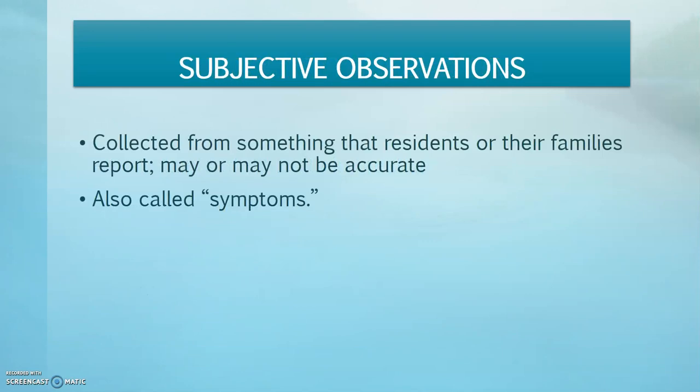Subjective observations are data collected from what residents or their families report to you. Example, Mom says that her right shoulder is hurting. This type of observation may be an opinion and not always accurate.